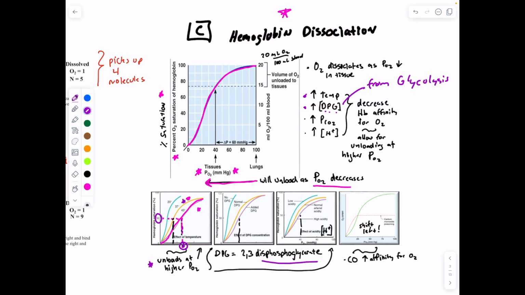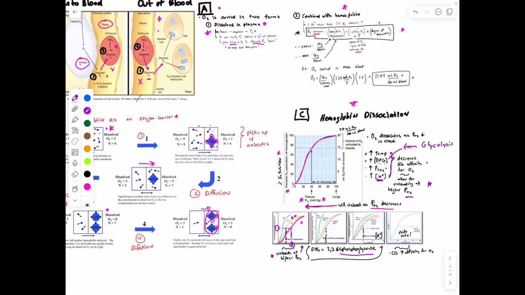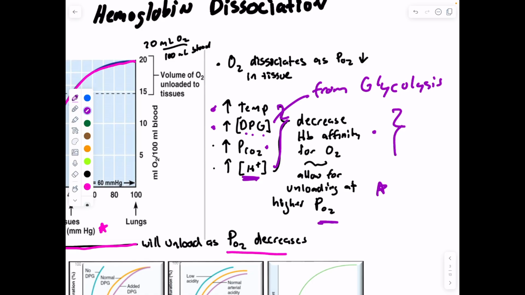All right, so the same thing here: if you have an increase in carbon dioxide, this is going to give you an increase in the concentration of hydrogen ions. All four of these are going to serve to decrease the hemoglobin affinity for O2, allowing for unloading of oxygen at a higher partial pressure of the surrounding tissue. All right, then worth mentioning, these are all rightward shifts.